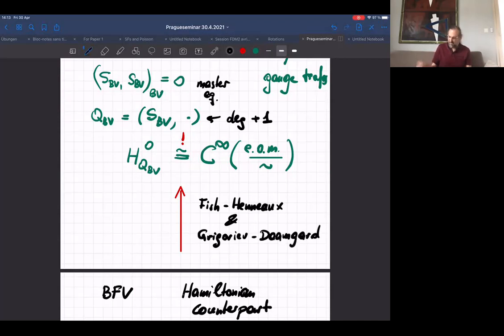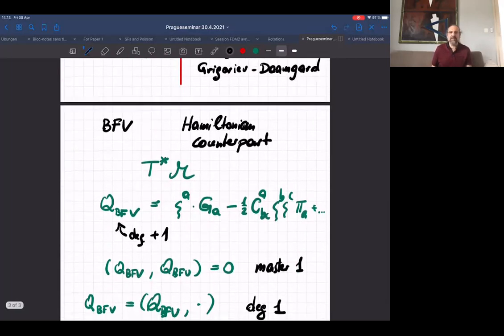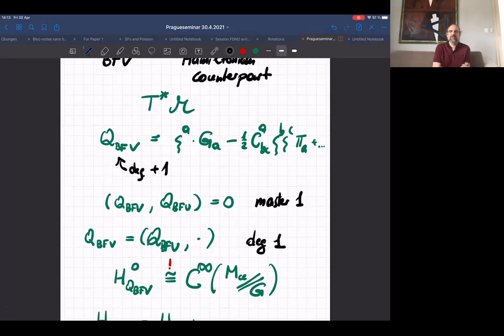I'm sorry if I misspell maybe the names. And this is of advantage because in many situations it's rather easy to find the BFV extension of this Q. And okay, in the theories I had experience with, the Hamiltonian was even absent because it was topological theories.